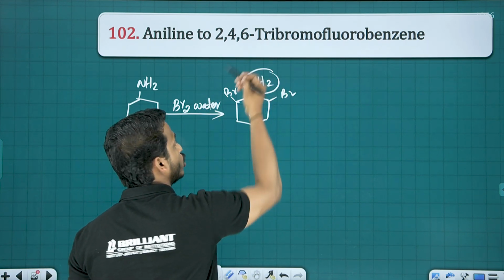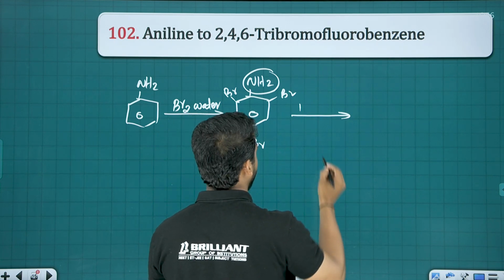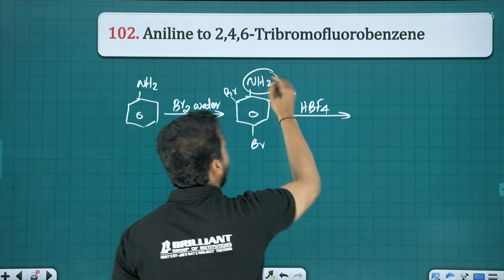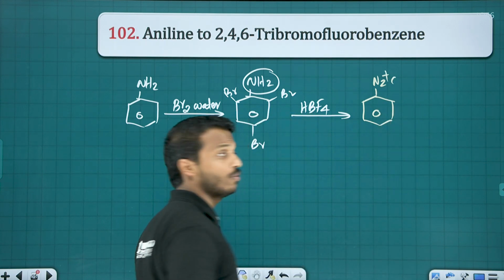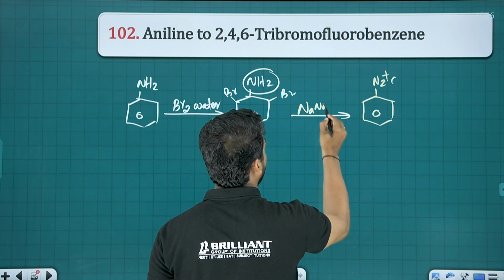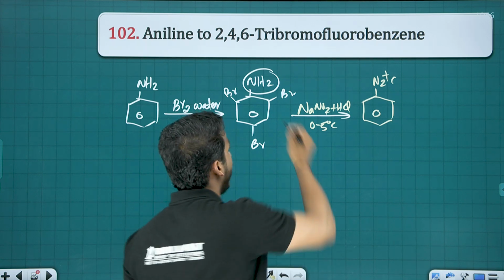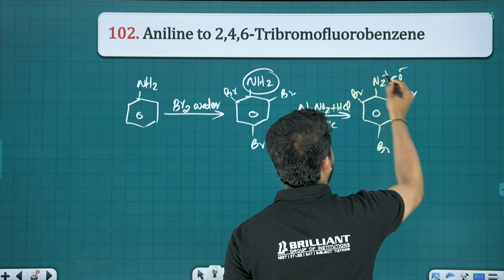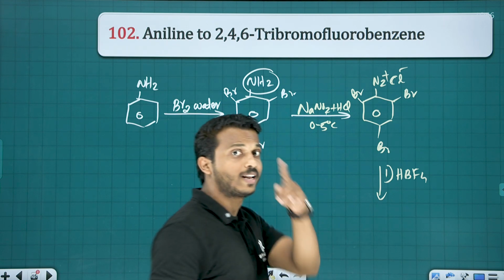How will you convert NH2 into fluorine, my dear? First, we treat with HBF4, that's called fluoroboric acid. Actually, first we have to convert it into diazonium salt, right? First, we have to treat it with NaNO2 and HCl at 0 to 5 degree, or HNO2 we can write. The NH2 becomes N2 plus Cl minus. Yes, right? And this diazonium salt, when you heat it with HBF4, fluoroboric acid, you will get the salt.